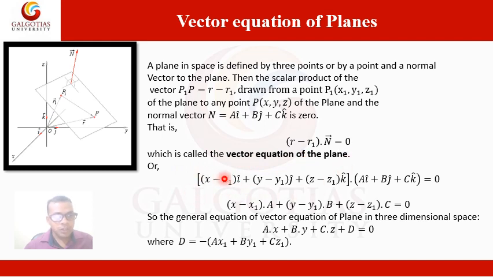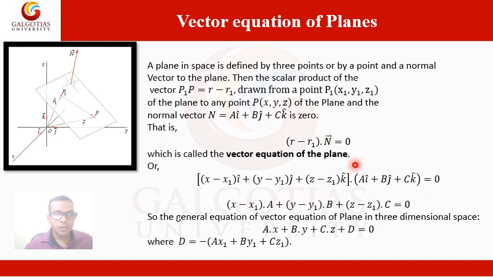So let us do some more things here. Let us understand more precisely. What does the equation r minus r1 comprise? I can have the dot product of these vectors, r minus r1 with n cap, that is your normal vector. So what is r minus r1? It is simply x minus x1 into i cap plus y minus y1 into j cap plus z minus z1 into k cap, dot product with the normal vector given by a i cap plus b j cap plus c k cap, and its product is 0.